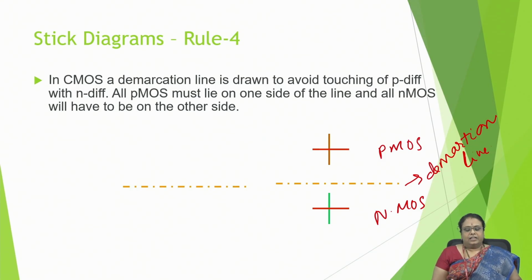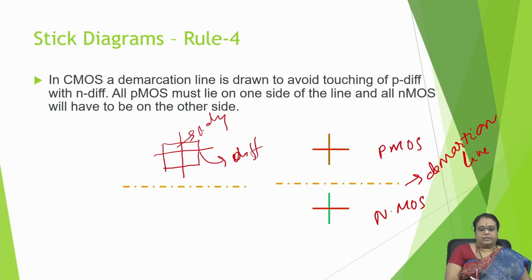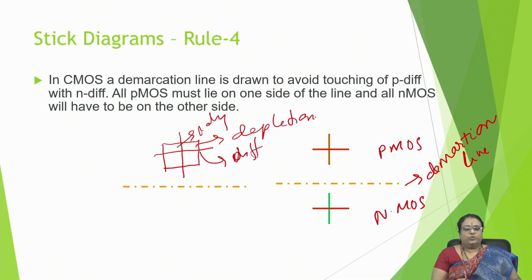Another representation is when I want to represent my depletion mode transistor. Generally, on the pull-up side, we represent the transistor as usual with the color. Say, suppose this is diffusion and this is poly. We put a box here. This is the representation of a depletion mode transistor. So this you need to remember.